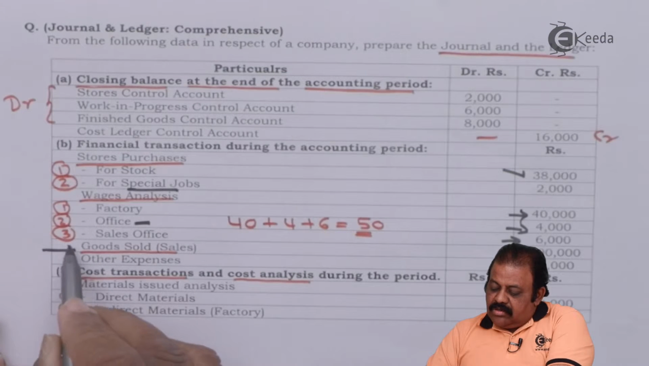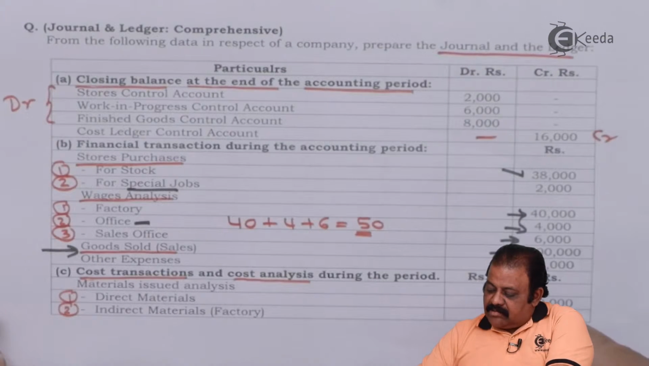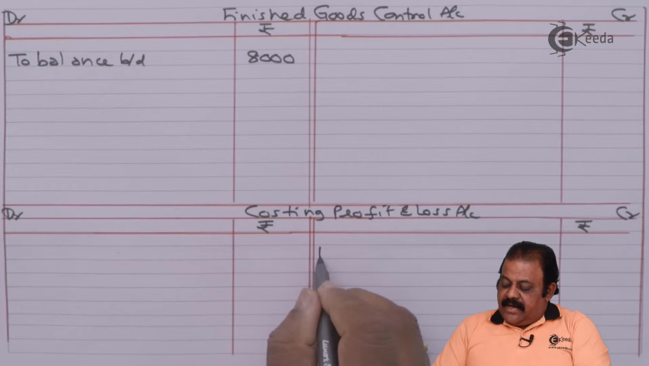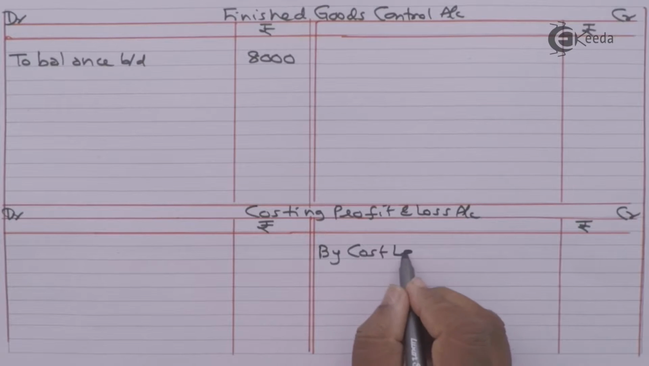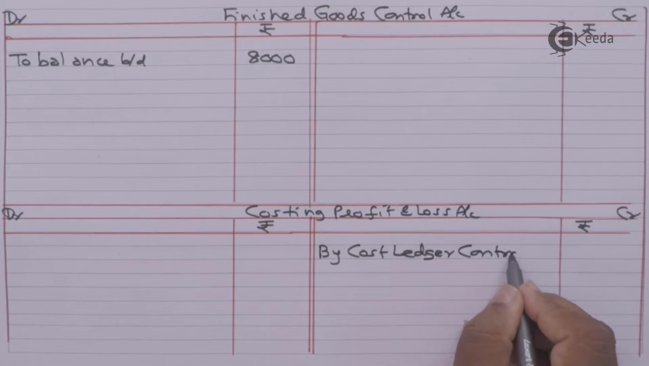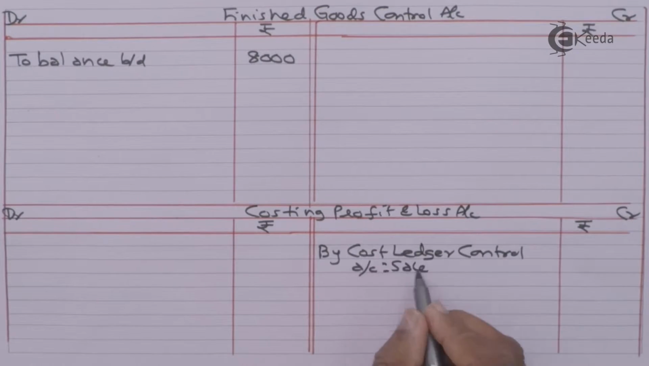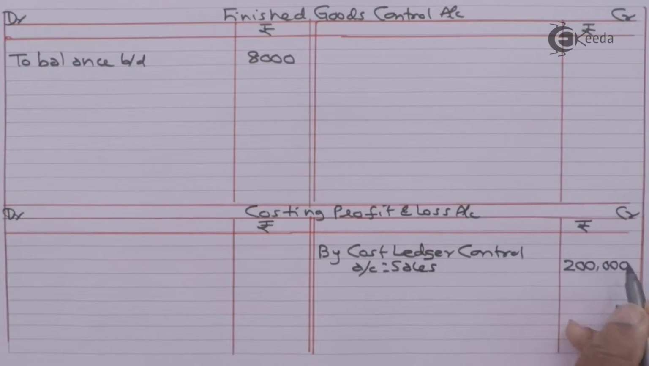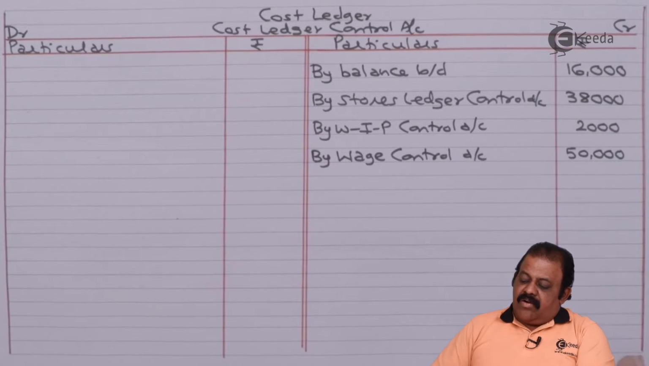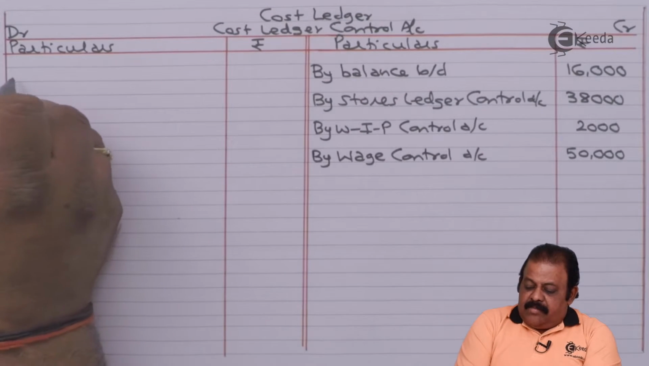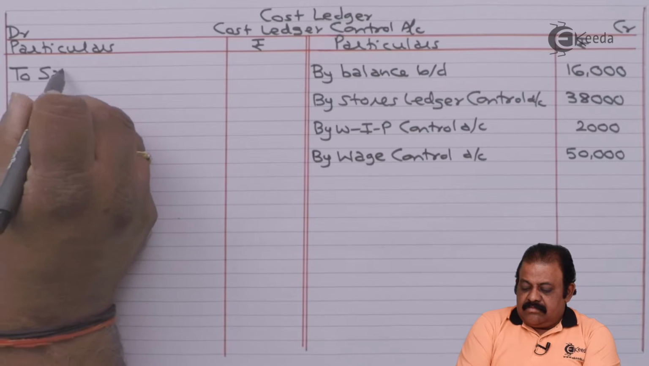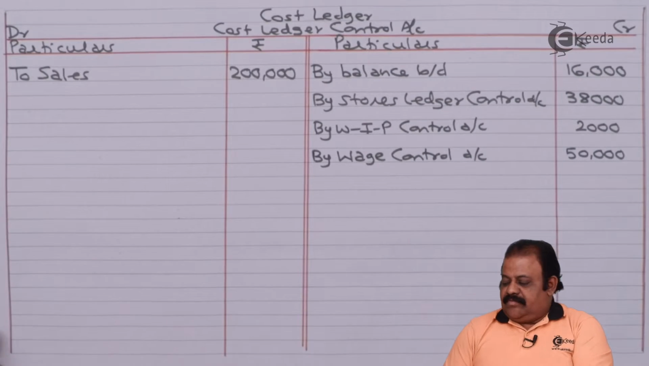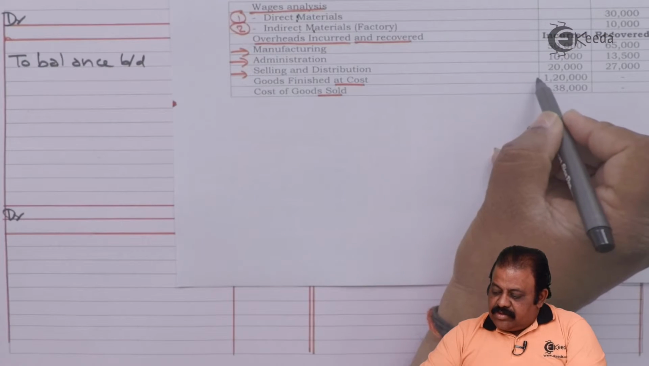Goods sold, sales 2 lakhs. Sales 2 lakhs will be recorded in costing profit and loss account credit side as by cost ledger control account, sales 2 lakhs. This will be recorded now in cost ledger control account debit side, to sales 2 lakhs. Goods finished at cost 1,20,000.